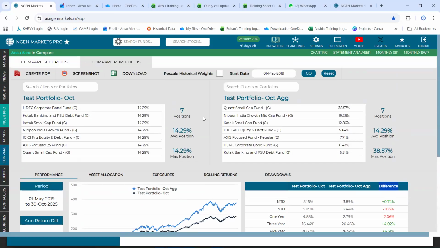Now I'll come again to these basic details. As you see, the positions, number of schemes that form a part of this portfolio are exactly the same because neither did we add anything nor did we remove anything. In this test portfolio, you could see the average position and the maximum position happens to be same. However, in the test aggressive portfolio, you see that average is to an extent of 14. However, the maximum position is 38.5 that you can see for quant small cap fund.